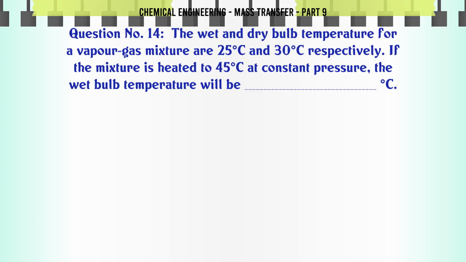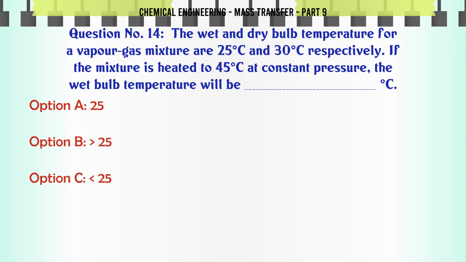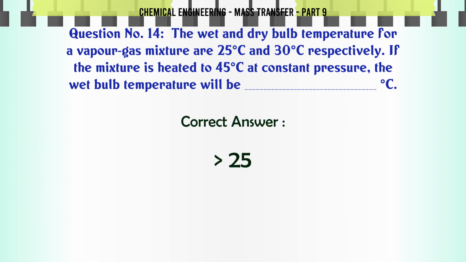The wet and dry bulb temperature for a vapour-gas mixture are 25 C and 30 C respectively. If the mixture is heated to 45 C at constant pressure, the wet bulb temperature will be A. 25 C. The correct answer is 25 C.